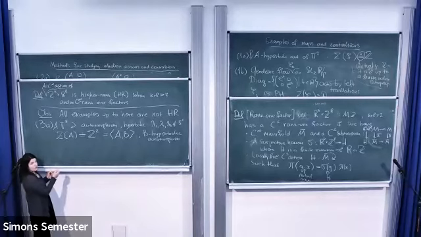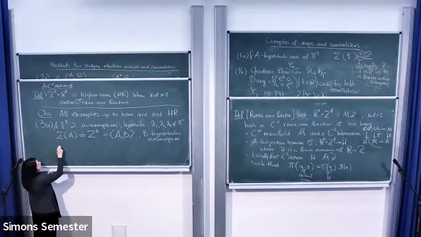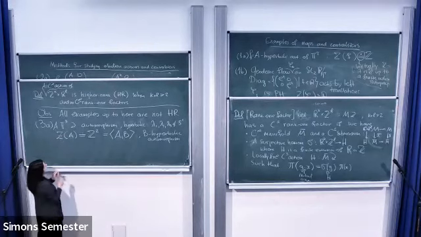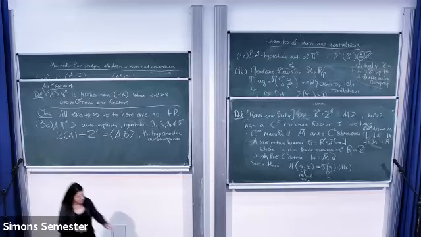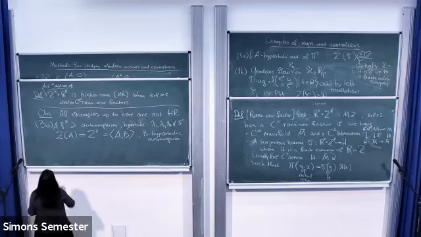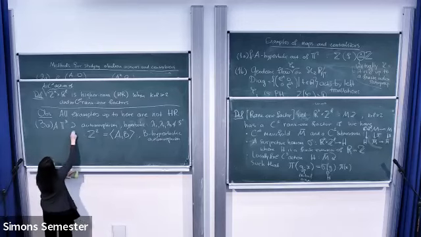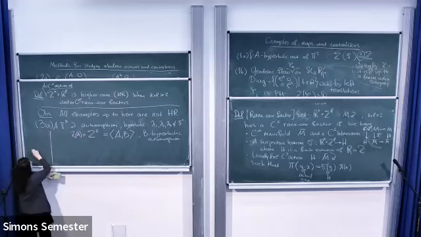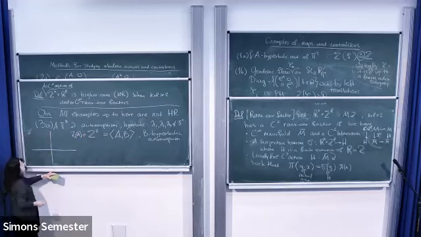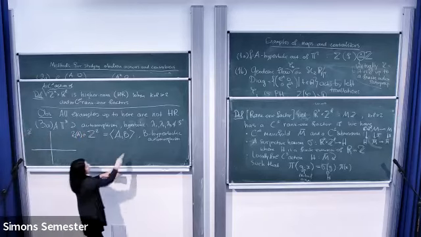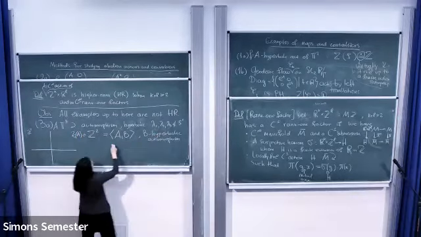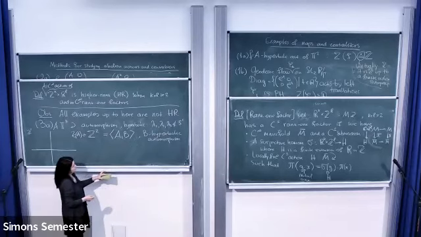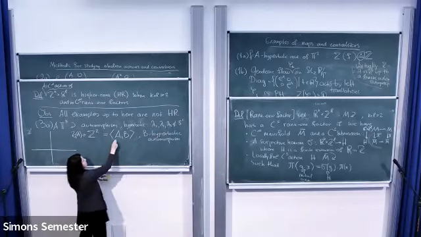So let's draw the picture here. Okay, what's the picture here? The picture here is this. This is the Z2. A has eigenvalues lambda 1, lambda 2, lambda 3. B has eigenvalues mu1, mu2, mu3.